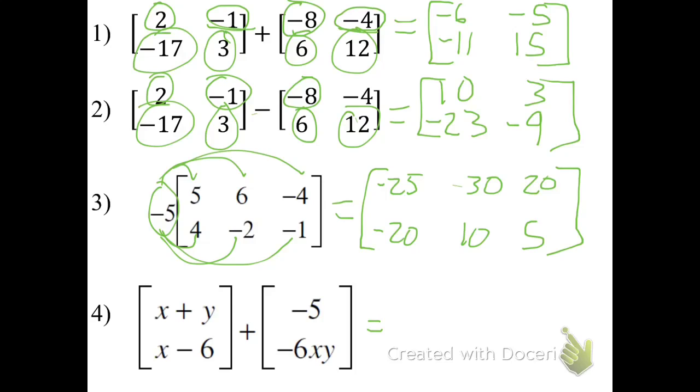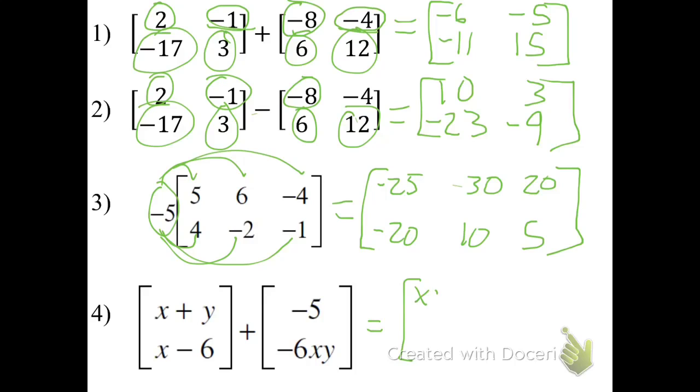So 4 is a little bit weird. This one looks like a 2 by 2 matrix, but it's not. The entries here, they're together. That is x minus 6 and that is x plus y. They're not separate, even though there's some space. And so when you're adding on 4, you can add them. Just that top one is going to be pretty long.